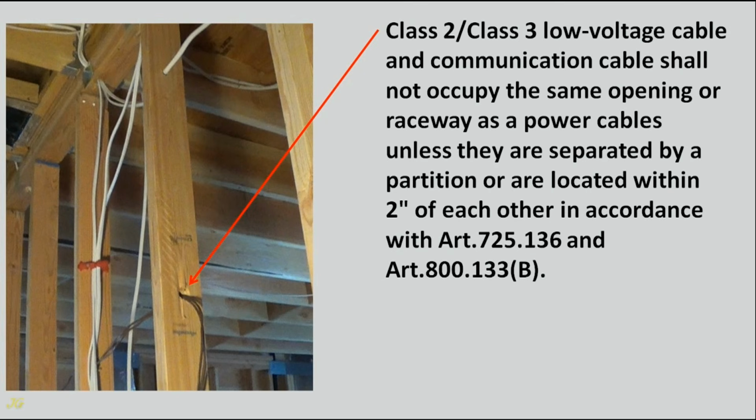Class 2, Class 3 low-voltage cable and communication cable shall not occupy the same opening or raceway as power cables, unless they are separated by a partition or are located within 2 inches of each other in accordance with Article 725.136 and Article 800.133 B.